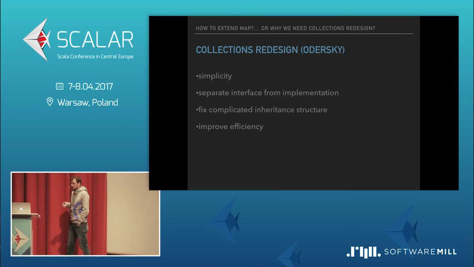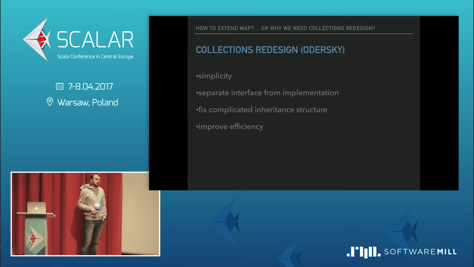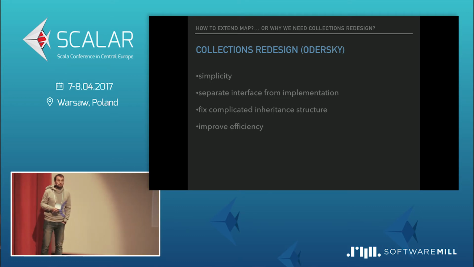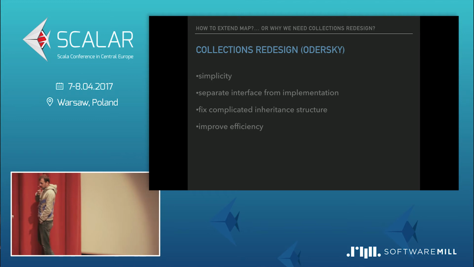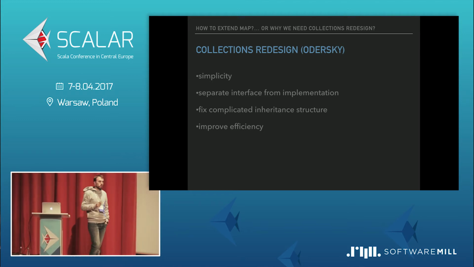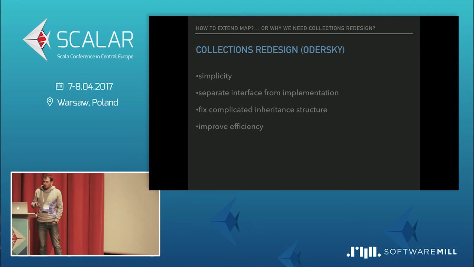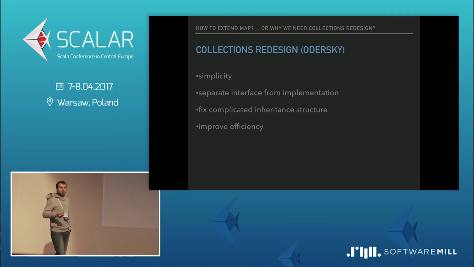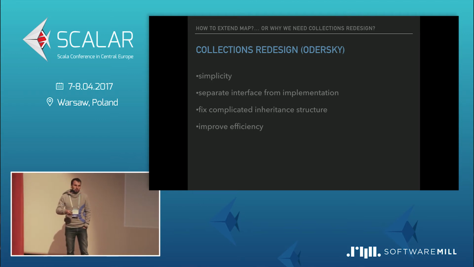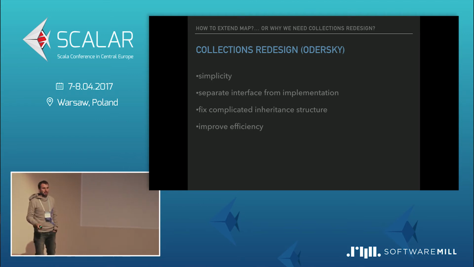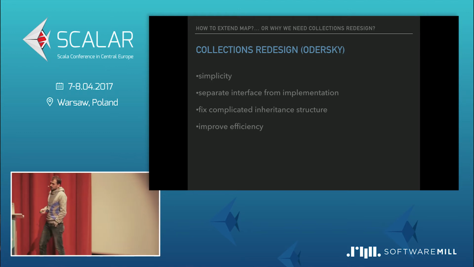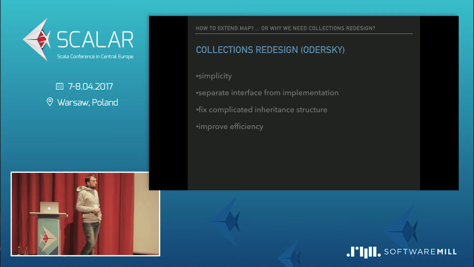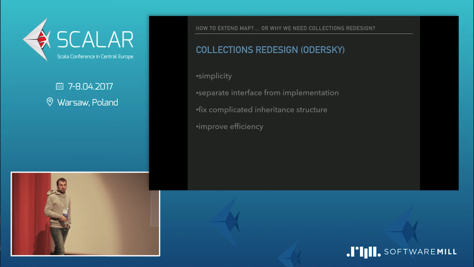So first, simplicity and readability. Yeah, that's the pain in current collections. Separate interface from implementation. That's the problem of traits, and the fact that if you want to search for the implementation of a method, you usually need to check a few classes. Fix complicated inheritance structure. We've seen it here.